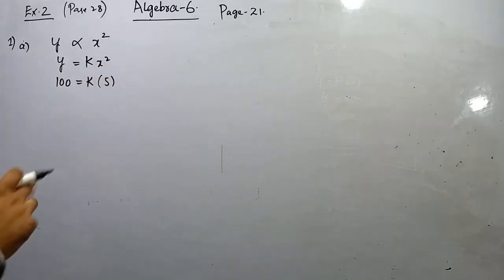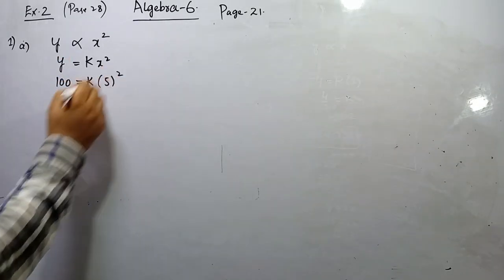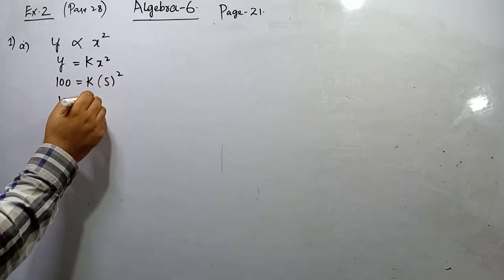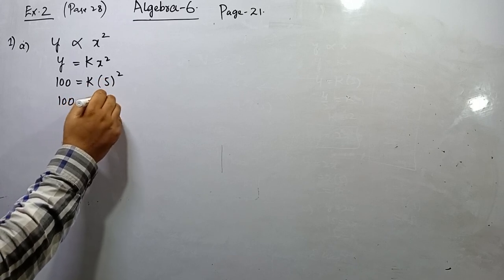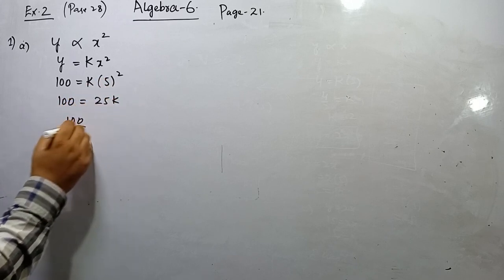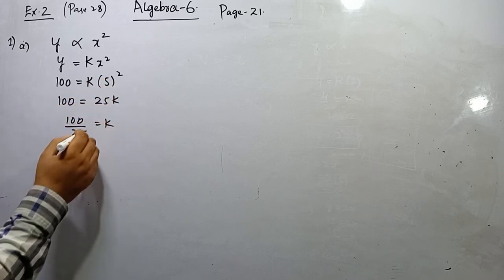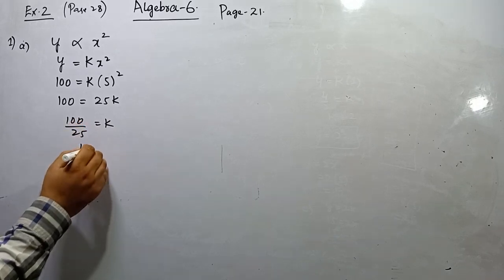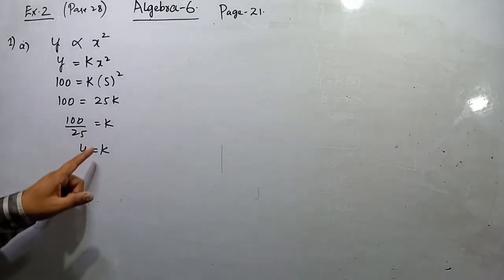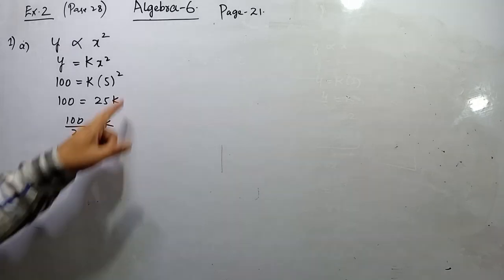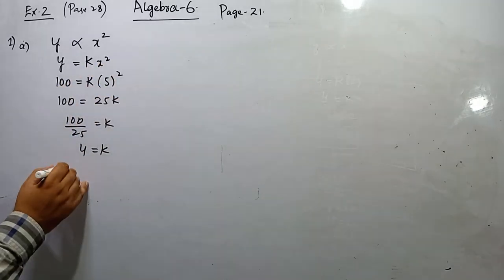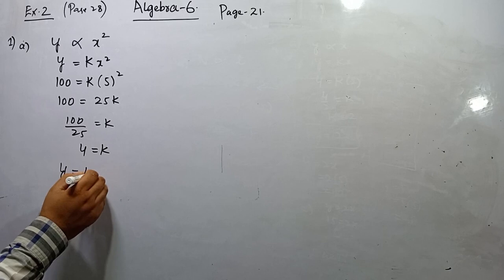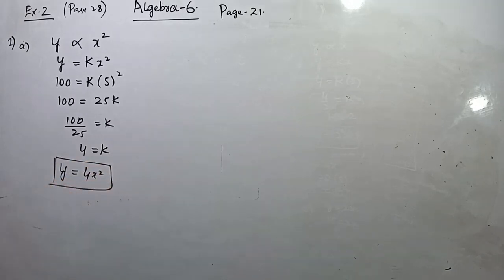The value of y is 100, the value of x is 5, but here is square, so it's 100 equals 5 twenty-fives, so 25k. So 100 divided by 25, that's k. 25 fours are 100, so k equal to 4. Now we will substitute the value of k here in this. We will get the formula y is equal to 4x square. This is the formula. Now we can easily calculate the other two.